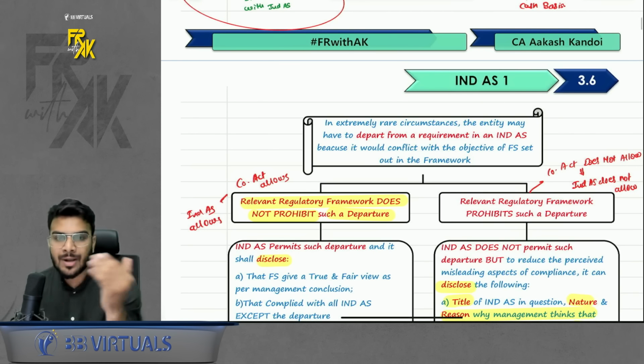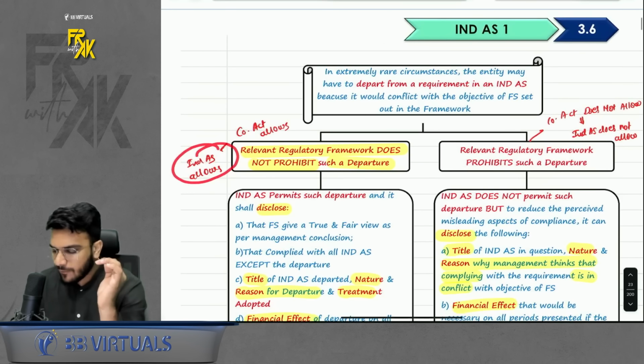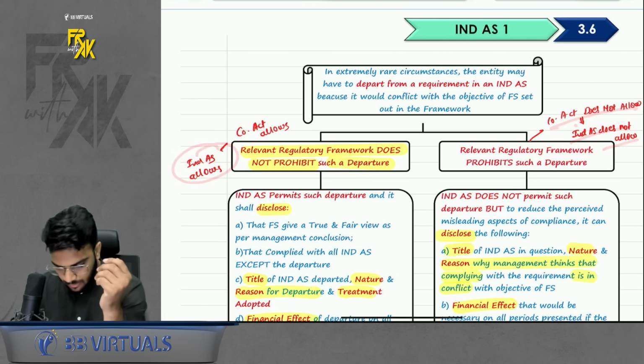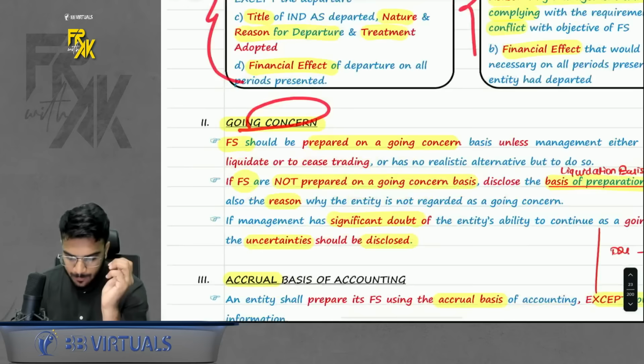So they say you should check the regulatory framework. If your regulatory framework allows the deviation, you can deviate. If the regulatory framework does not allow the deviation, you cannot deviate. Disclosure is required in both these cases. Okay. Then going concern. 3 points are there.